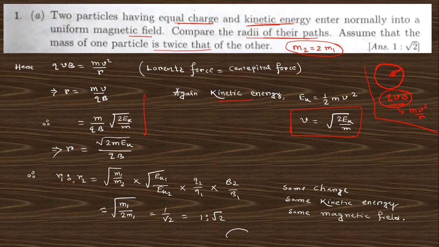So if you take the ratio r1 by r2 for the two particles, this is m1 by m2, Ek1 by Ek2, q2 by q1, this is inverse, and B2 by B1. These cancel out, these two are equal, charges are equal so this also cancels out, and these two also cancel out. Only the mass dependence remains, m2 is 2 m1, and you will get this answer. Okay, I think it is clear. If there is any doubt, you must comment in the comment box.